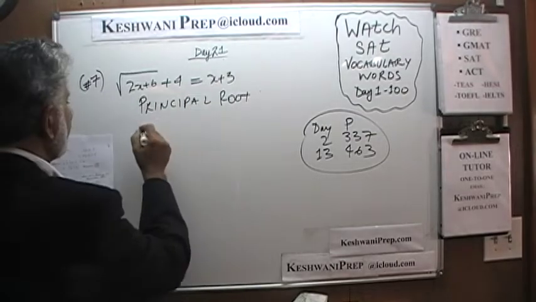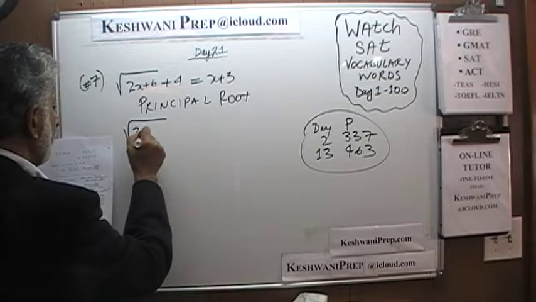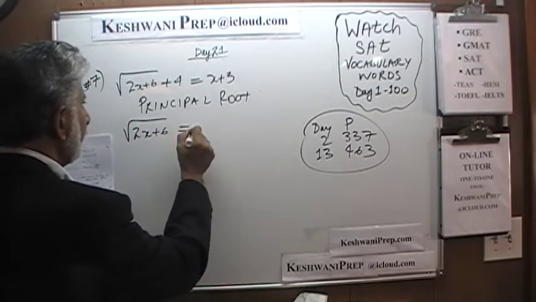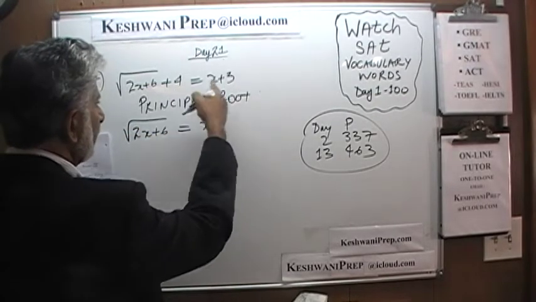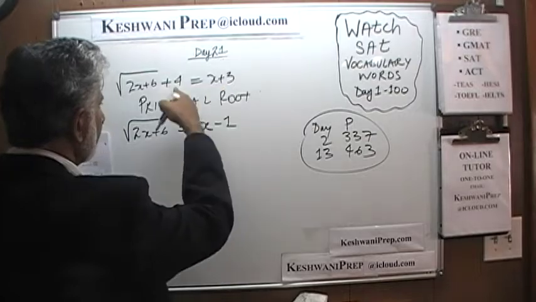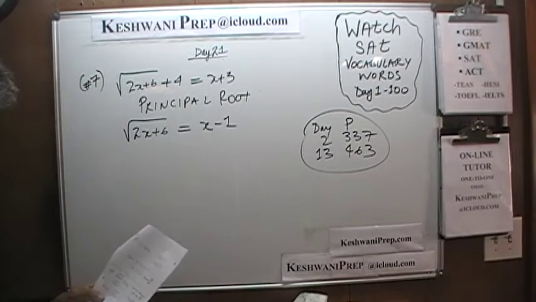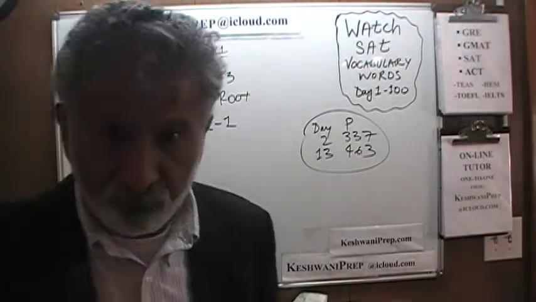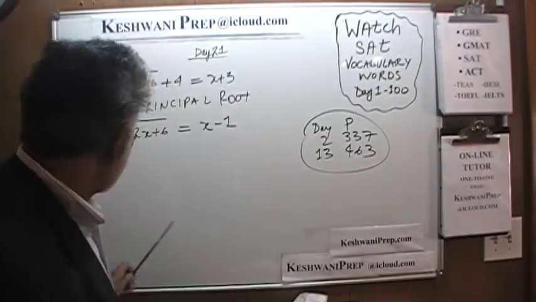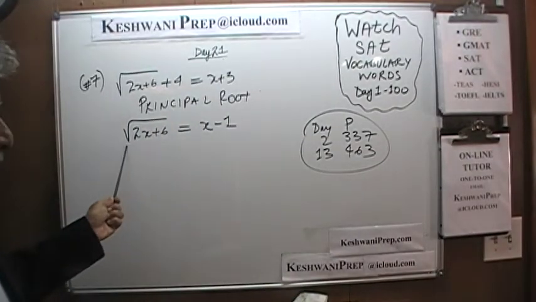Let's bring the 4 to the other side. So we end up with square root of 2x plus 6 has to equal x minus 4. You bring 4 to the other side, it becomes minus 1 plus 3 and negative 4, that's all. And then at this point, we could actually square both sides to get rid of the root sign.